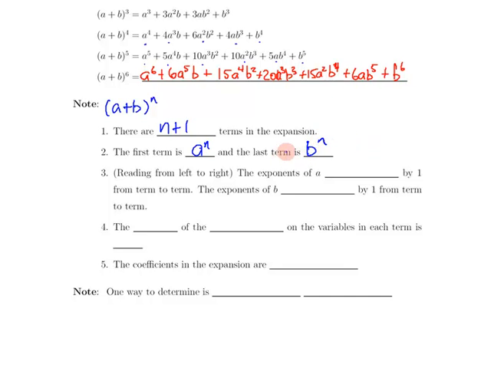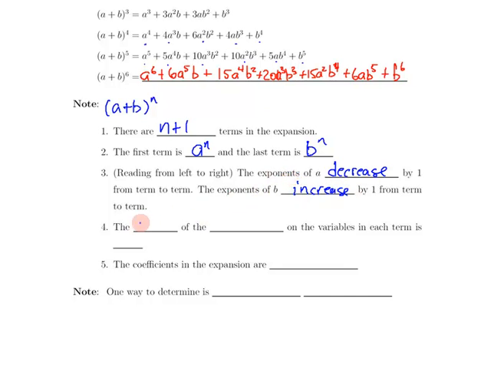Now, as you read from left to right, the exponents of a do what? In every case, they start at n and go down until they get to 0. The last term doesn't have an a in it, so that's the same thing as a to the 0. So the exponents of a decrease by 1 from term to term, and the exponents of b start with no b, so b to the 0, and they count up: b to the first, b to the second, b to the third. So they increase by 1 from term to term.